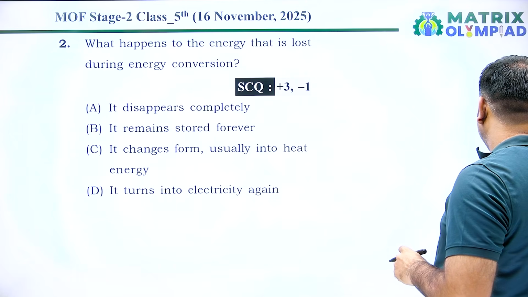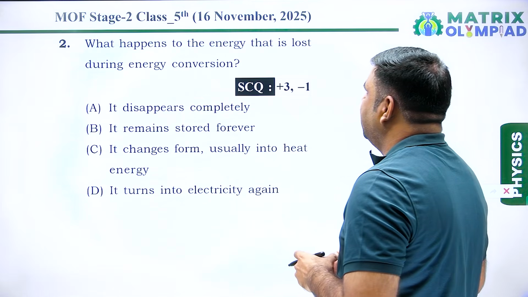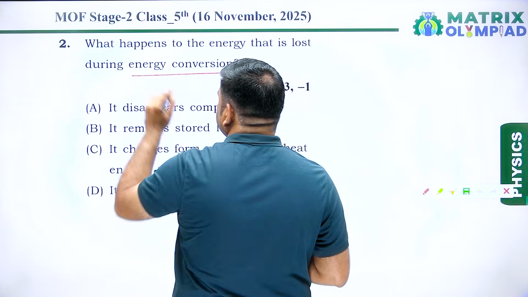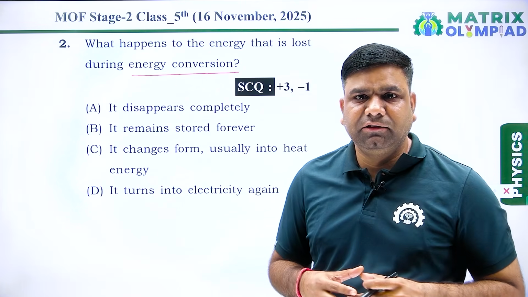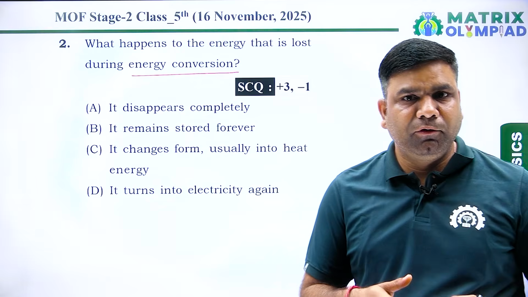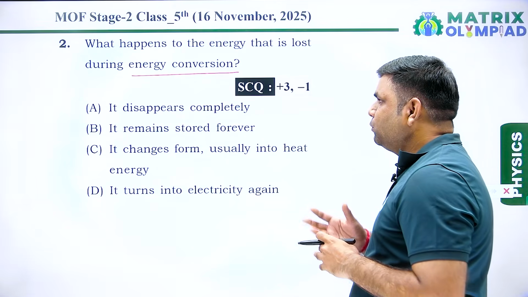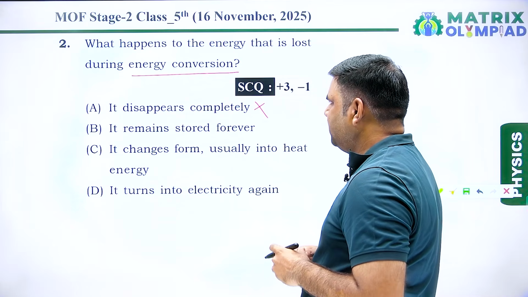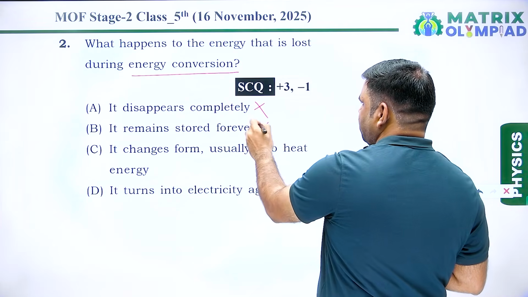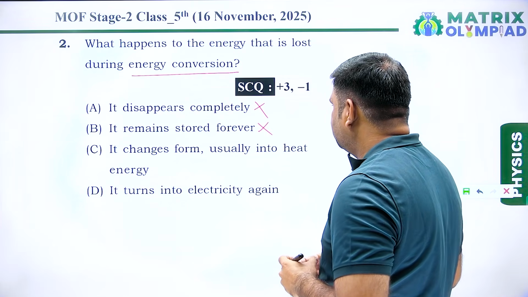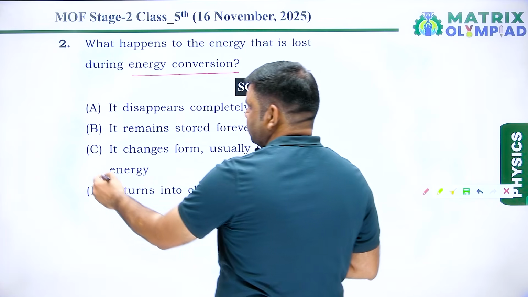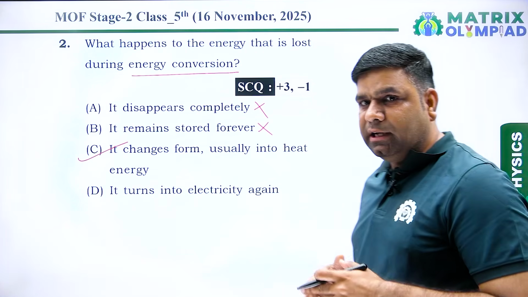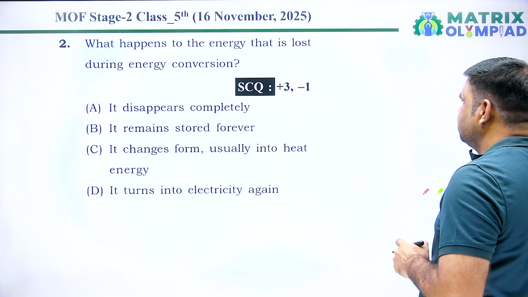In question number 2, what happens to the energy that is lost during energy conservation? Students, we know that in energy conservation, energy is transformed from one form to another form. So options are: it disappears completely, no. It remains stored forever, no. It changes form, usually into heat energy, yes. So our correct answer is option number C for question number 2. Let's move to the next question.